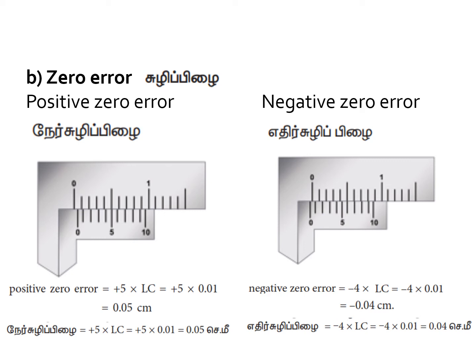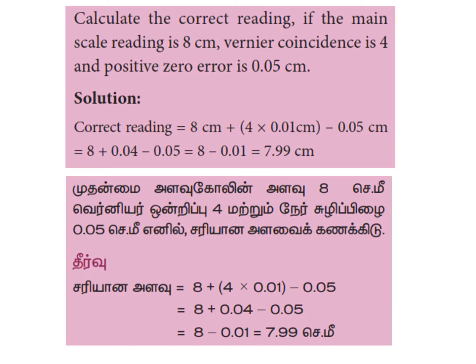We can use vernier calipers to find different dimensions of any familiar object. If the length, width and height of an object can be measured, volume can be calculated. Calculate the correct reading if the main scale reading is 8 cm, vernier coincidence is 4, and positive zero error is 0.05 cm. Solution: correct reading is equal to 8 centimeter plus 4 into 0.01 centimeter minus 0.05 centimeter, which is equal to 7.99 centimeter.